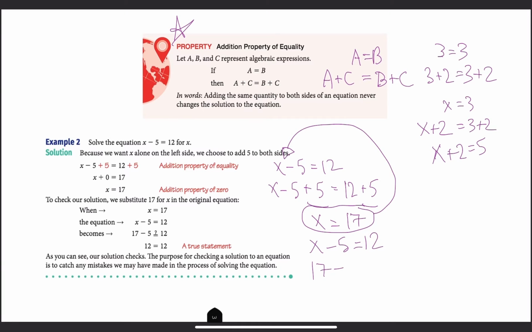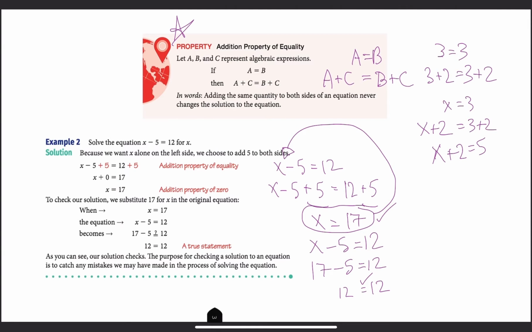17 minus 5 equals 12. 17 minus 5 is 12. So sure enough, 12 equals 12. I got a true statement. This checks out. So what that means is that my proposed solution is in fact correct. I checked my solution and I know I'm right.